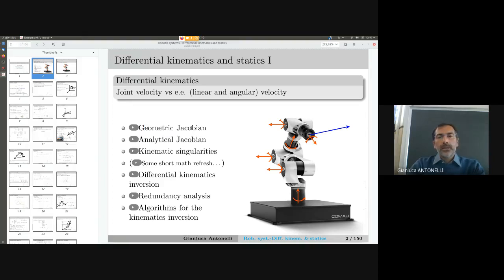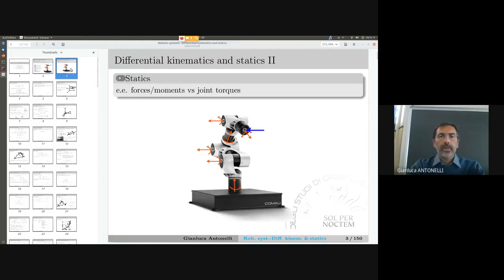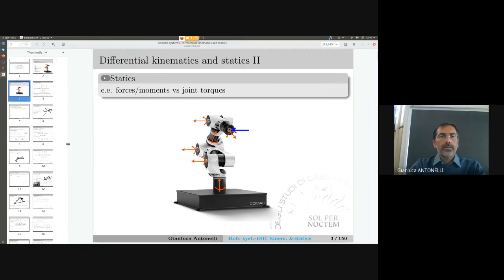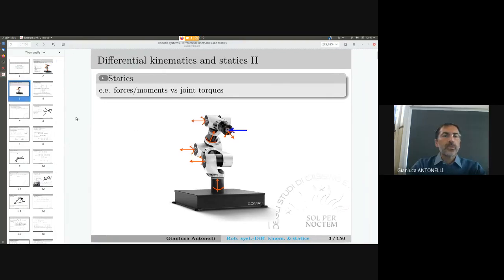Actually, the geometric Jacobian, together with the analytical Jacobian, the Jacobian is really the main concept in all this robotic course. If you understand the role of the Jacobian, half of the course is here. Okay. So before this is the statics we will discuss later.